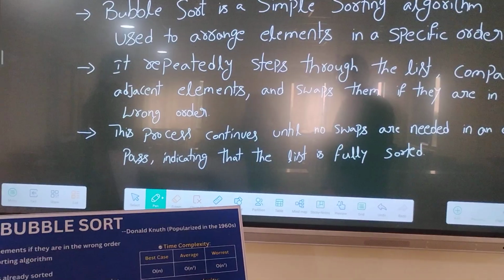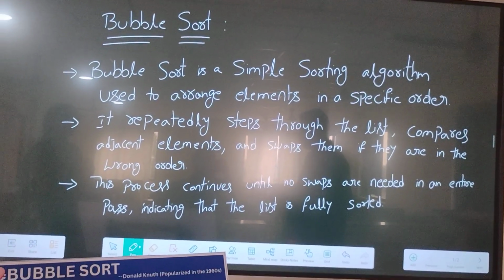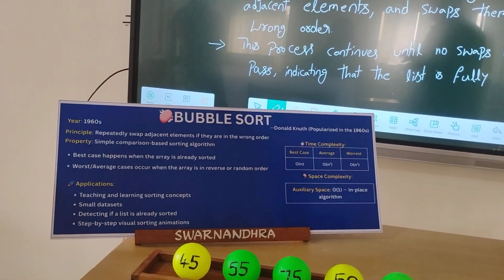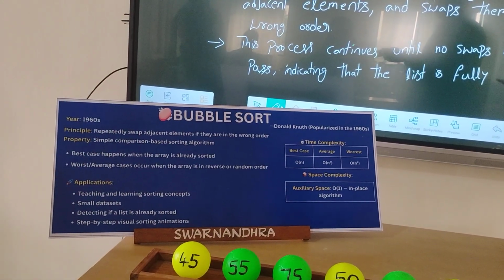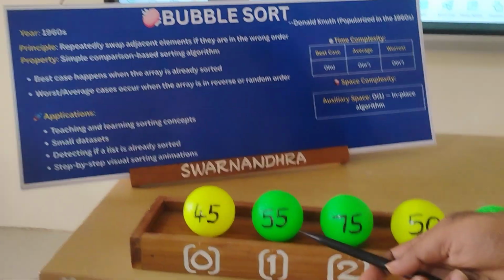The basic principle of bubble sort is that it is a simple sorting algorithm. The main principle is to repeatedly swap adjacent elements if they are in the wrong order. Today I will explain with one example.